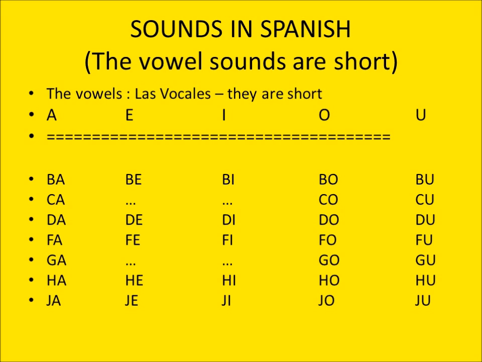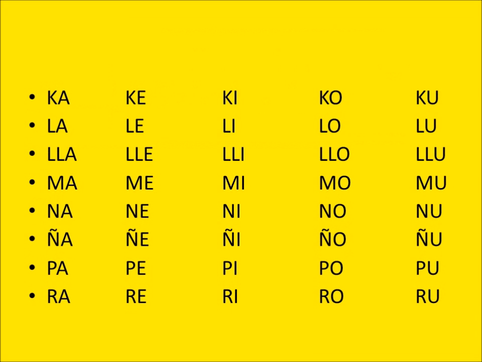The J has a sound in Spanish. So we would have ja, je, ji, jo, ju. Ka, ke, ki, ko, ku. La, le, li, lo, lu. Lla, lle, lli, llo, llu. Ma, me, mi, mo, mu. Na, ne, ni, no, nu. Ña, ñe, ñi, ño, ñu. Pa, pe, pi, po, pu.